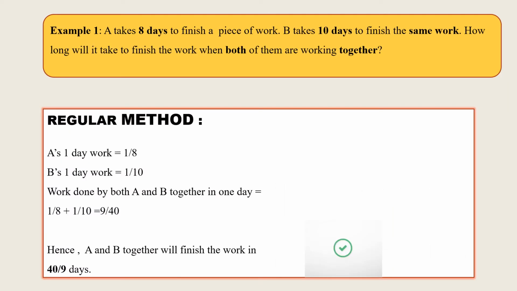First, we will start with our general approach. So here it is given that A takes 8 days to finish a piece of work. So in one day A will do 1 by 8. That of B is 1 by 10. So together they will do the addition of both, that is 1 by 8 plus 1 by 10, that is 9 by 40. So the reciprocal of it, that is 40 by 9, will be our answer. So it will take 40 by 9 days to finish the work.